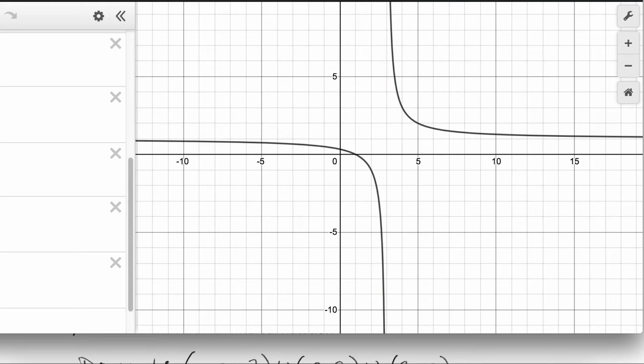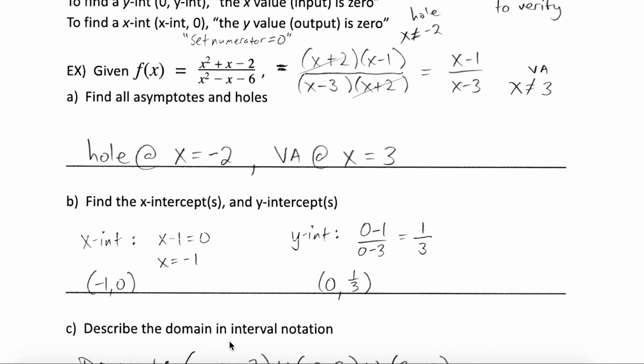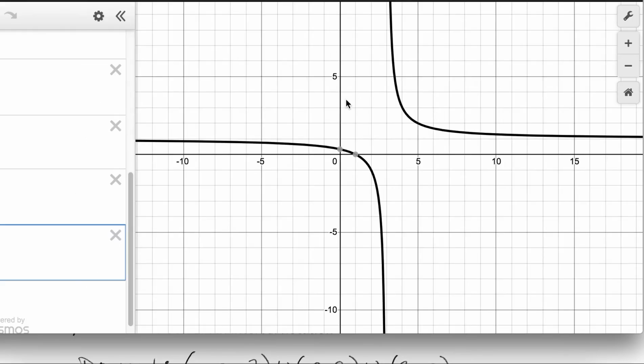Here we go. We said that we had a hole at x equals negative 2. Looking at your data table there should tell you that negative 2 is undefined. There it is. We had a vertical asymptote at x equals 3. We had a horizontal asymptote at, what was our horizontal asymptote? Oops, we didn't find it. Sorry. Horizontal asymptote, let's take a look real quick. We got equal degrees here on top and bottom, so the coefficient is our horizontal asymptote. So y equals 1 is where our asymptote horizontally should be, and we see that occurring.